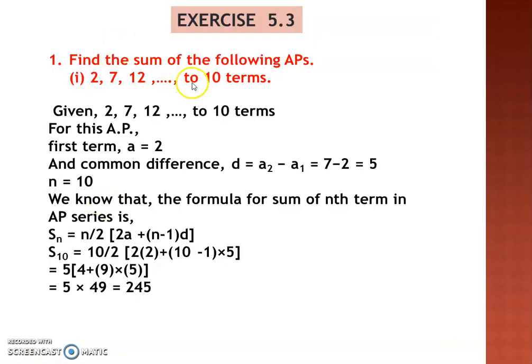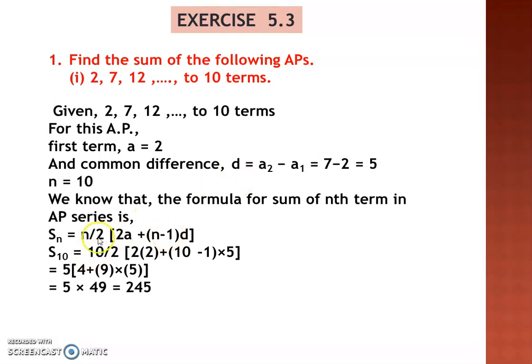Direct formula based problem. First one, find the sum of the following APs. The first part is 2, 7, 12, and so on up to 10 terms. So here the AP is given to you. With the help of that, you can identify the first term. So this is the given AP. a is 2 here. The common difference you can find by subtracting a2 minus a1, or it can be a3 minus a2 also, it will be the same. So the common difference is 5 here, and n is already given as 10 because you need to find the sum till 10 terms. So you have to find S10.